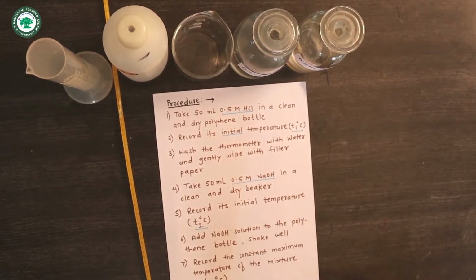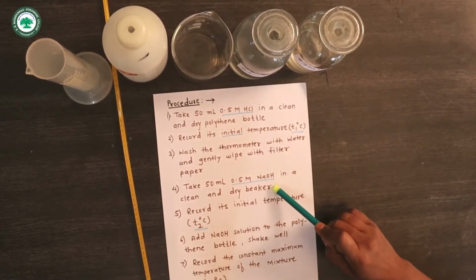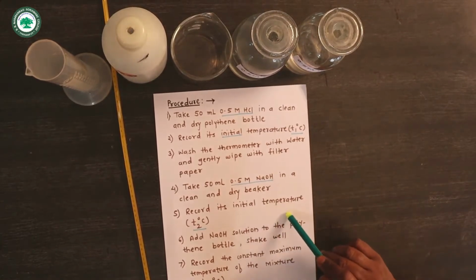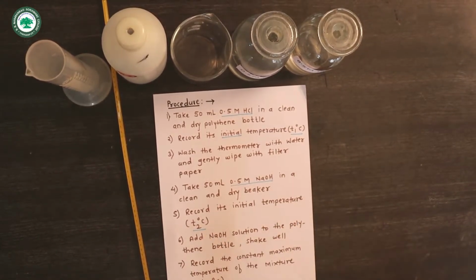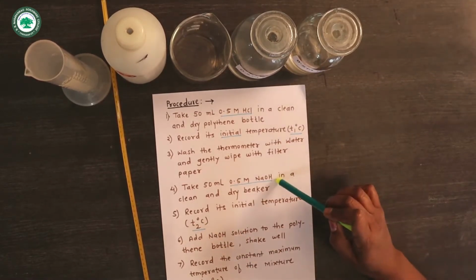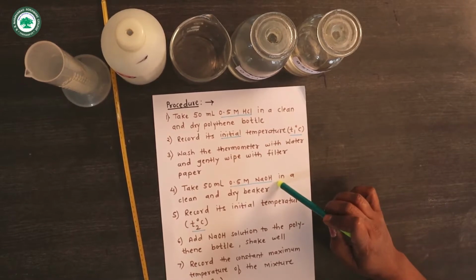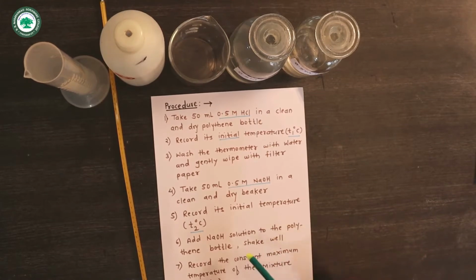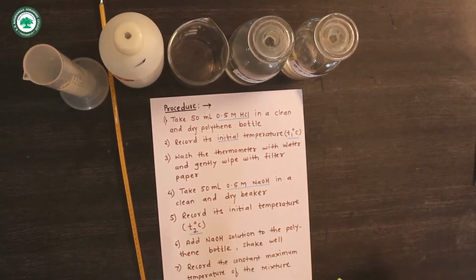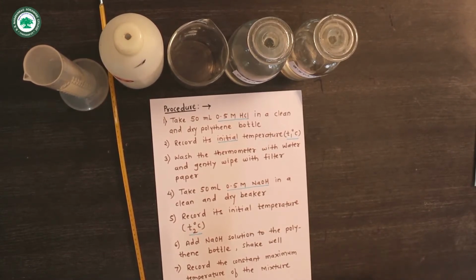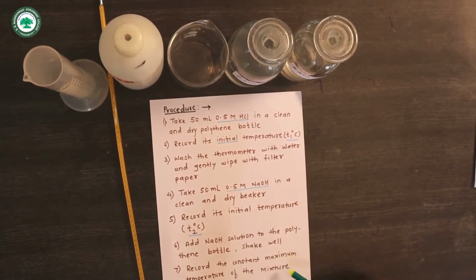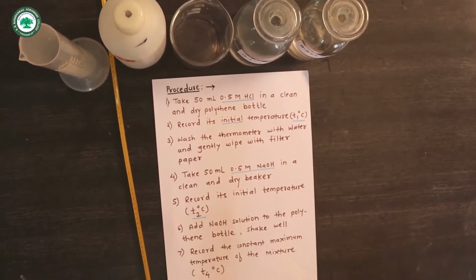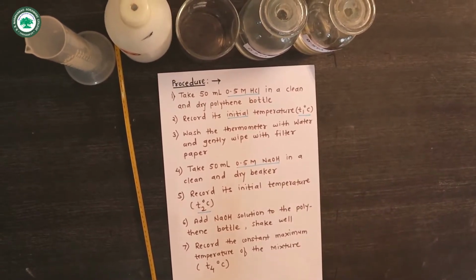Then take 50 ml of 0.05 molar NaOH in a clean and dry beaker. Then record its initial temperature T2 degree Celsius, that is, T2 degree Celsius is the temperature of the 0.05 molar NaOH solution. Then in the next step, add the NaOH solution from the beaker into the polythene bottle, shake the mixture of NaOH and HCl well, and record the constant maximum temperature of the reaction mixture and call that temperature T4 degree Celsius.